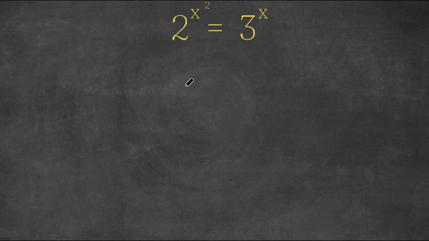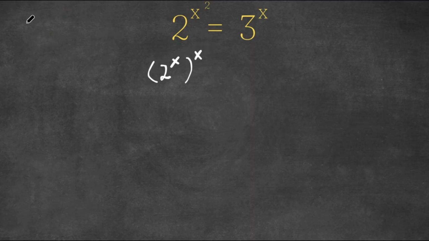In today's video, I'm going to be teaching you guys how to solve this exponential equation. So we have 2 to the power of x squared is equal to 3 to the power of x. And what I'm first going to do is rewrite 2 to the power of x squared as 2 to the power of x, to the power of x.